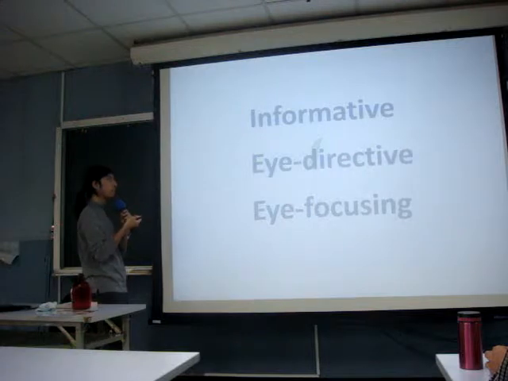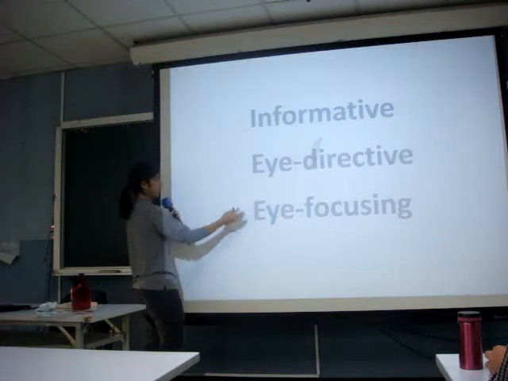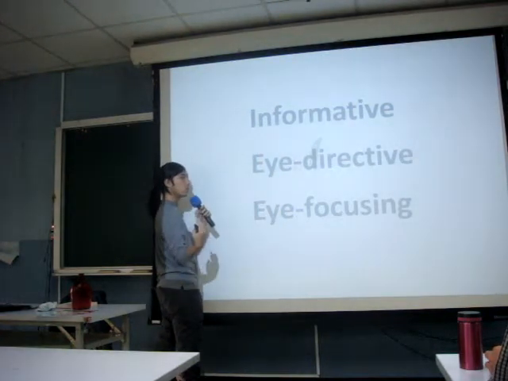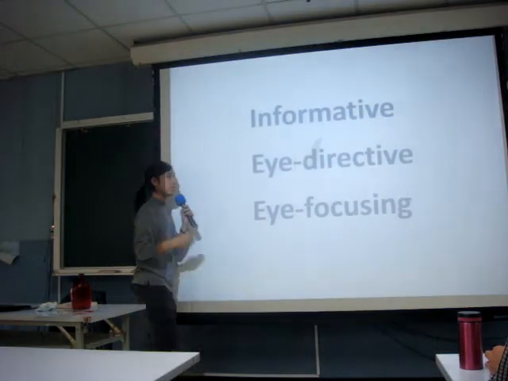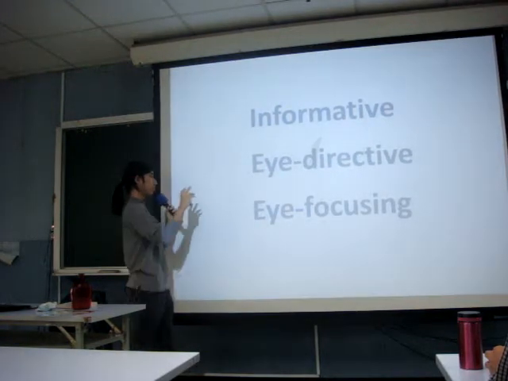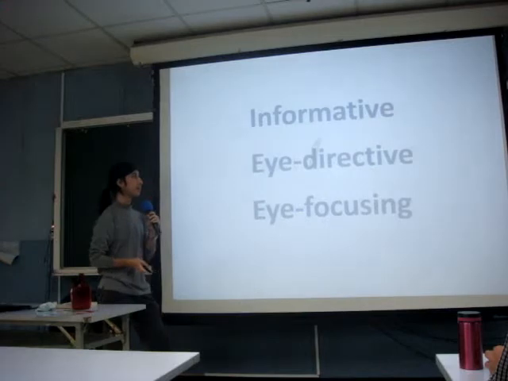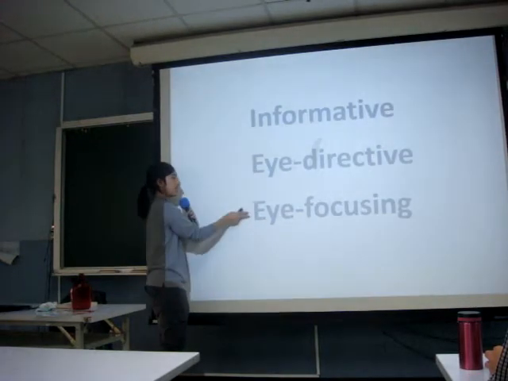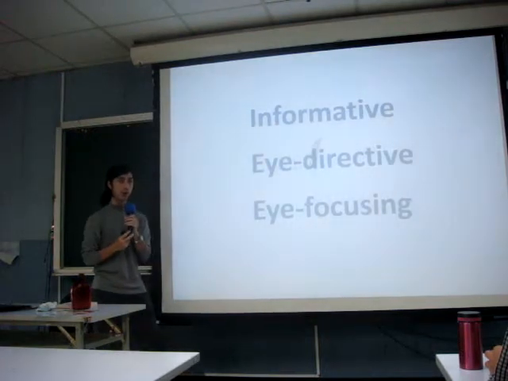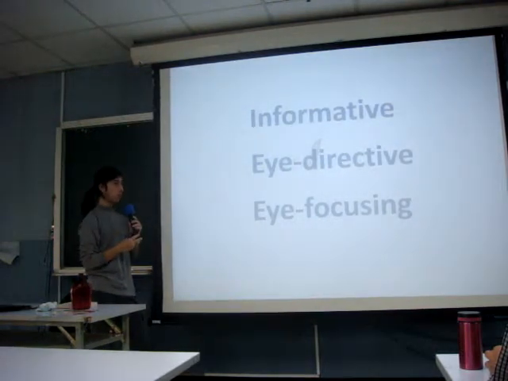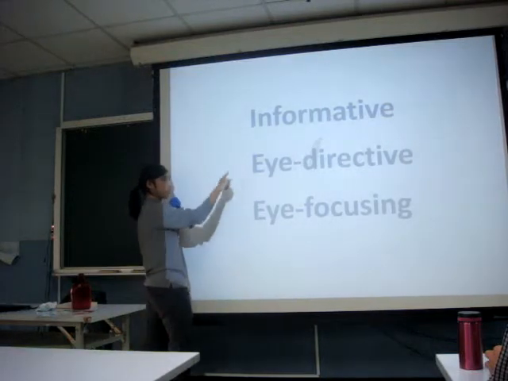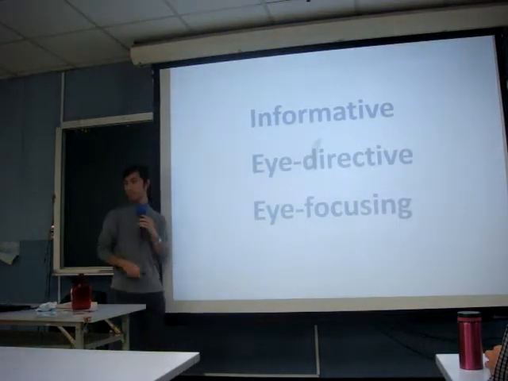When I'm talking about informative, I just show informative on the screen. So you can see eye-directed and eye-focusing. Why? Because I want you to focus on the informative one, to focus your sight. And then I use animation to show this one next and this one in the last part. That's why we use animation: to direct the eye to see that information one by one.